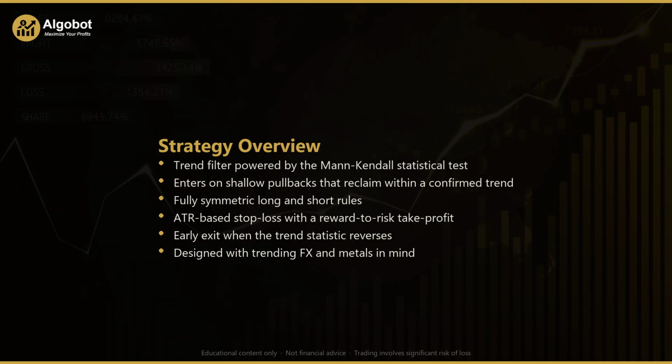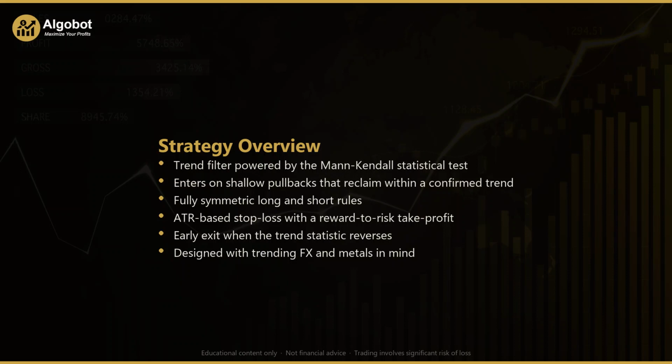The Mann-Kendall test takes a different route. It's a nonparametric, rank-based statistic, which is a fancy way of saying it looks only at the order of the closing prices, not the size of each move. It asks a very precise question. Is this sequence of closes rising or falling more than random chance would allow? Because it ignores the magnitude of each move, a handful of outlier candles cannot fake a trend that isn't there, and they cannot hide a trend that is.